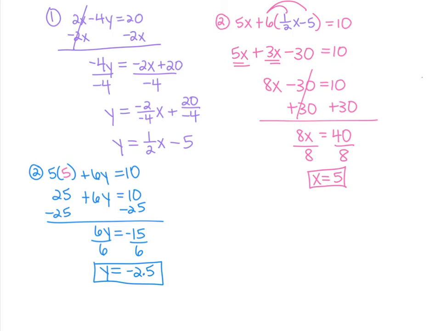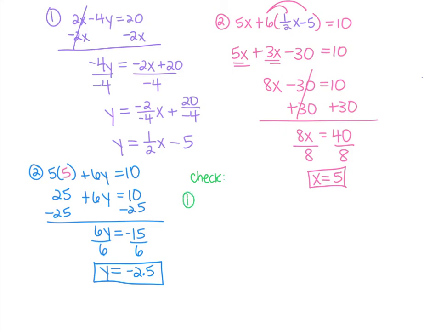So the next step is to check. Remember, we have to choose the correct equation to check. I already know that this xy pair, 5 and negative 2.5, works for equation 2 because that's the equation I used to solve for y. So 5, negative 2.5 works. So I need to make sure it works in the other equation. So I'm going to check it in equation number 1.